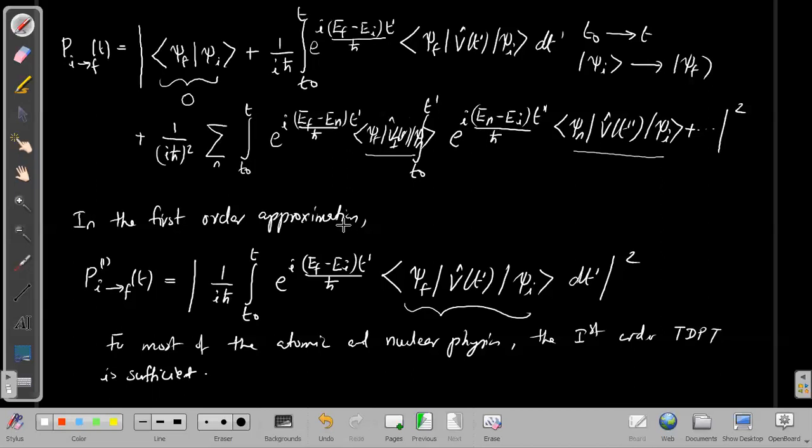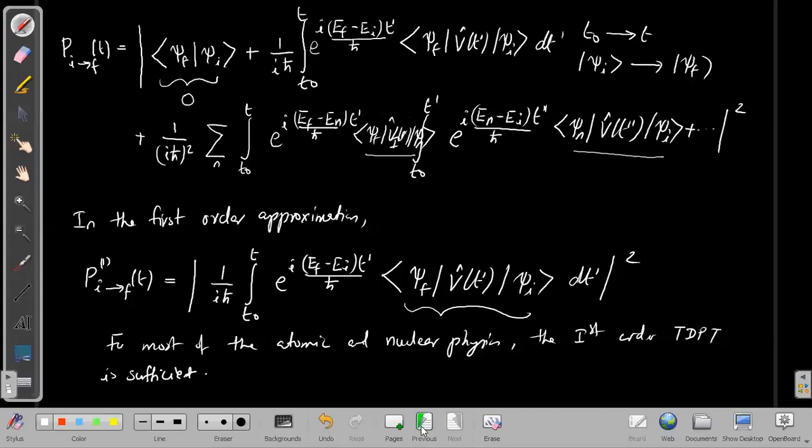Then what would be the probability of the transition, and thereafter we'll discuss harmonic perturbation. If the perturbation changes harmonically with time, what would be the transition probabilities? Those are the two examples that we'll discuss further, and thereafter we'll go for the perturbation theory for the interaction of the atom and the electromagnetic field.